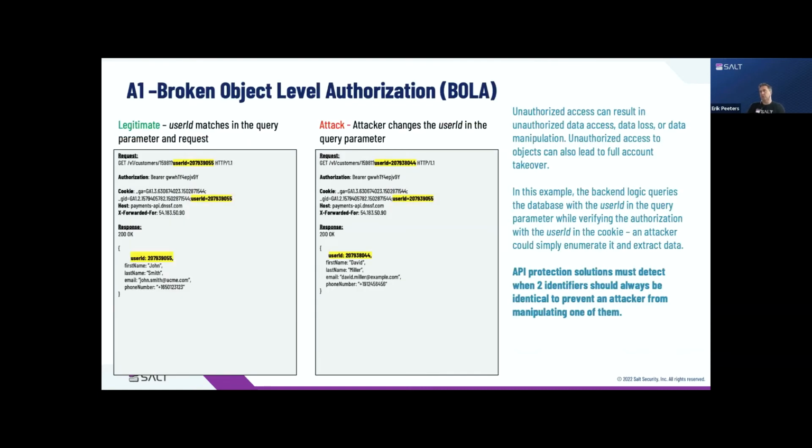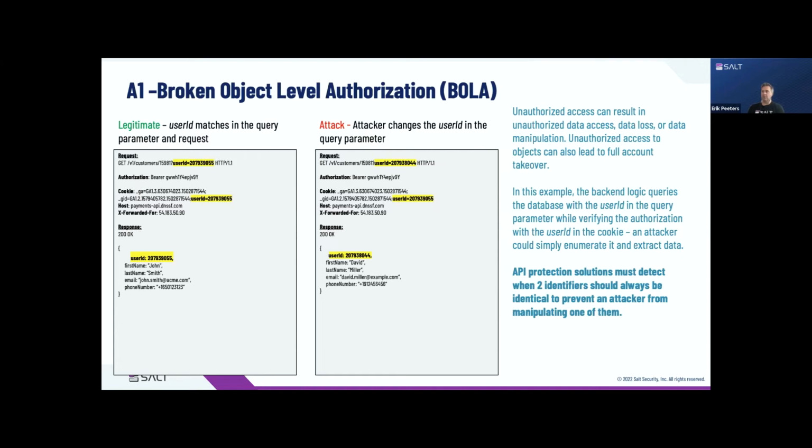So what is broken object level authorization? Basically, unauthorized access to data. And how does it work? On the left side, you see a very legitimate query where there is a request with a user ID in there. And we also see a cookie with a user ID, and the cookie is linked to the authenticated user. So in the response, we see the data given back for that user ID.